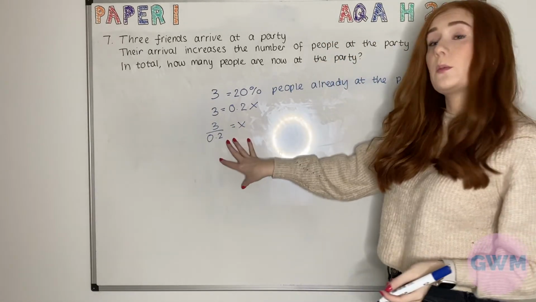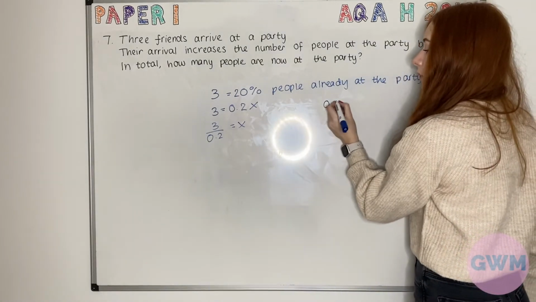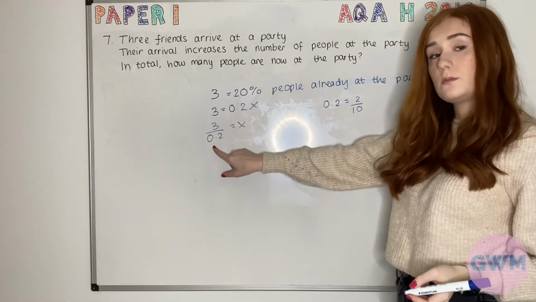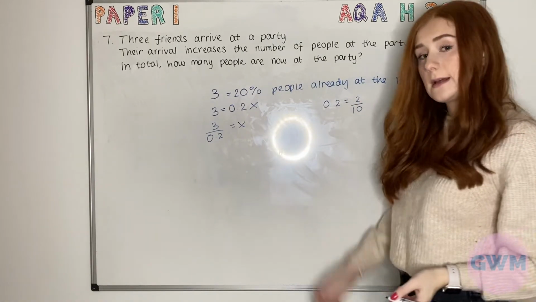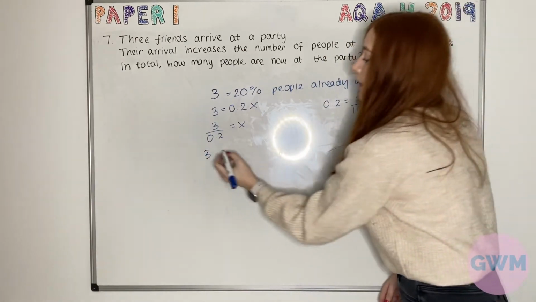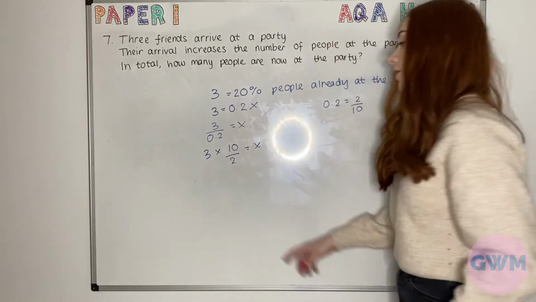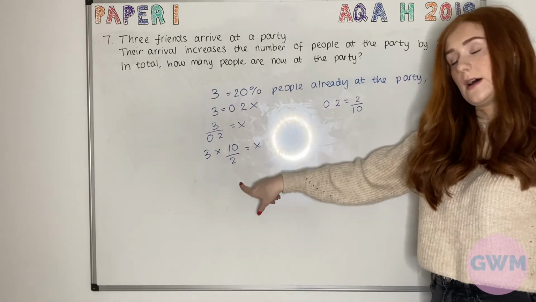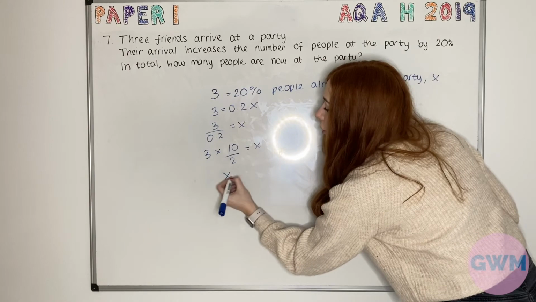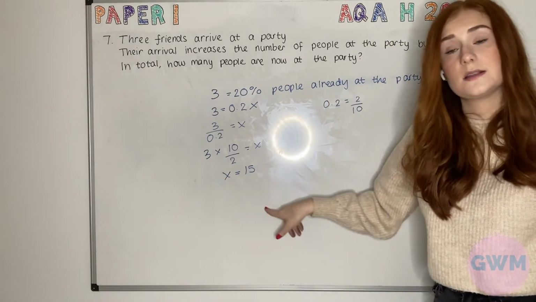Now that might be quite intimidating for some people, but let's figure out an easier way to write this. So 0.2 is 2/10. And when you divide by a fraction, you can flip it upside down and multiply instead. So we're dividing by 2 over 10, but we can write that as times by 10 over 2. And all we need to do now is times the top and then divide. So we times by 10, that gives us 30, divide by 2, 15. So the number of people already at the party, X, is 15.